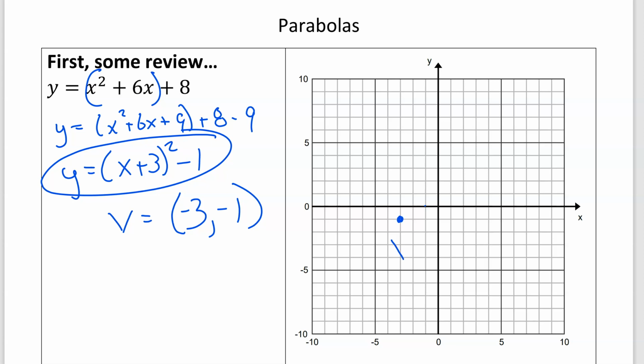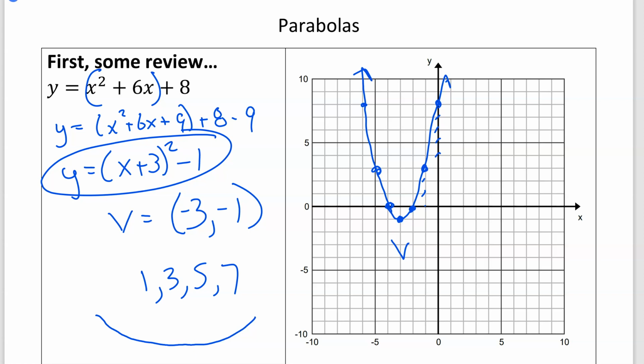And there's our vertex. And then I would use my odd numbers. And then up 3. And up 5. And there's our parabola, right? Now the thing is, most parabolas are not this sharp, right? The most useful parabolas are the ones that are really wide like this, like a lens.